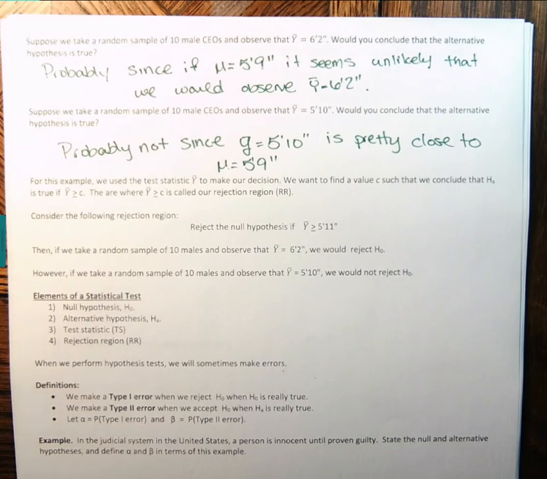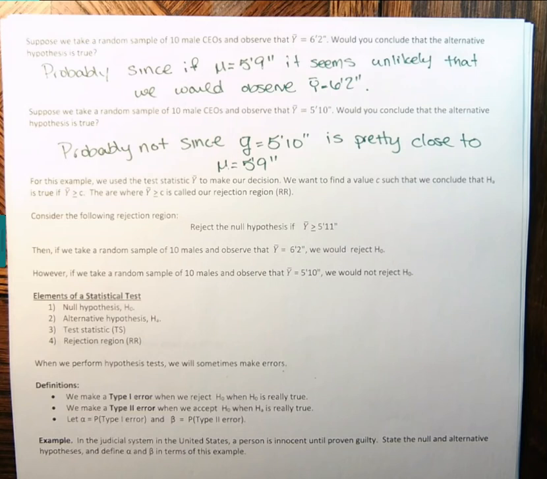And so what we could do is consider the following rejection region. We're going to reject the null hypothesis if y bar is greater than 5'11". Then if we take a random sample of 10 males and observe that y bar is equal to 6'2", we would reject. However, if we take a random sample of 10 males and observe that y bar is equal to 5'10", we would not reject. So notice in the first case we're greater than the cutoff, in the second case we're not.